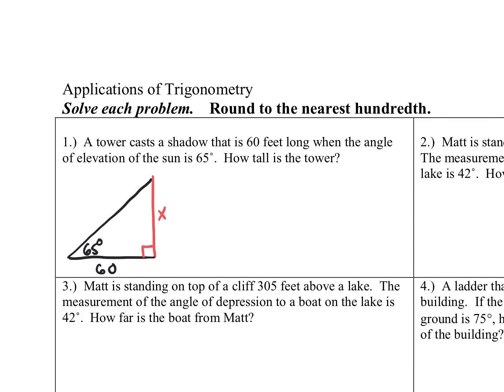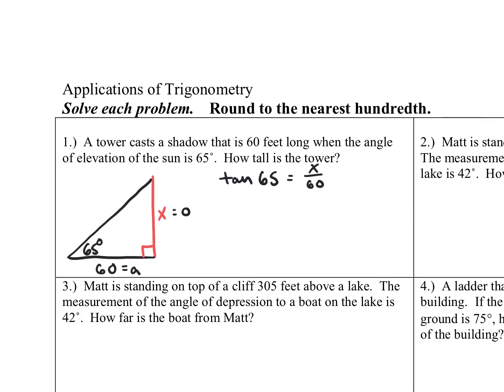So 65 degrees is our theta. What would x be? Opposite, adjacent, hypotenuse? Opposite. What about 60? Adjacent. So which trig function involves opposite and adjacent? Tangent. So we would take the tangent of what? 65, because it's always the tangent of the angle. Your angle is theta, so whatever has the degrees. Tangent of 65 is equal to opposite over adjacent, so x over 60.